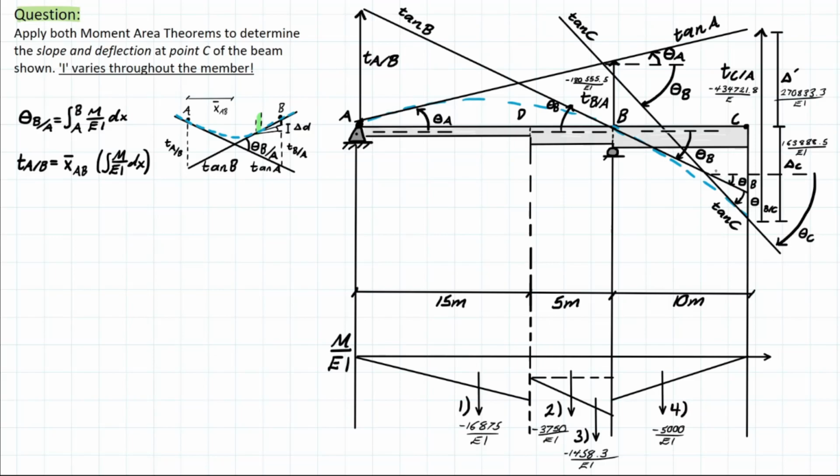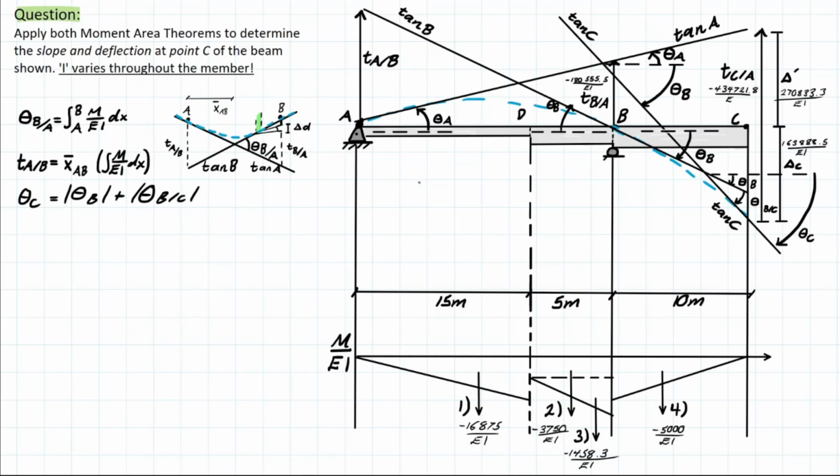Now, what angles are actually equivalent or sum to make up theta C? Because we can't solve for theta C right away. Well, we have theta B, which is the angle created between the original neutral axis of our member to the tangent B. We also have theta BC, which is between tangent B to tangent C. And these will add together to make up theta C. So that's the first big relationship that I would have written down for this problem. So theta C is going to be equal to the absolute value of theta B plus the absolute value of theta BC.